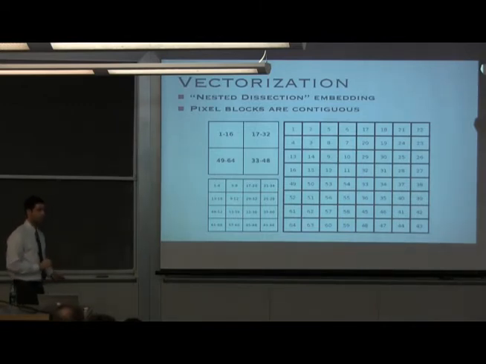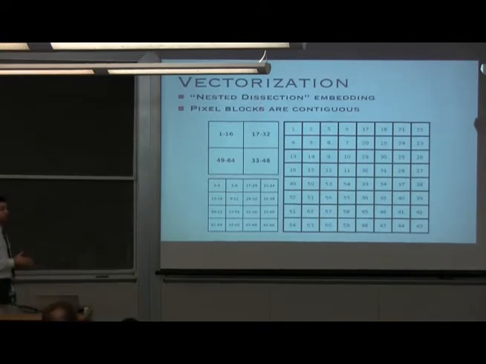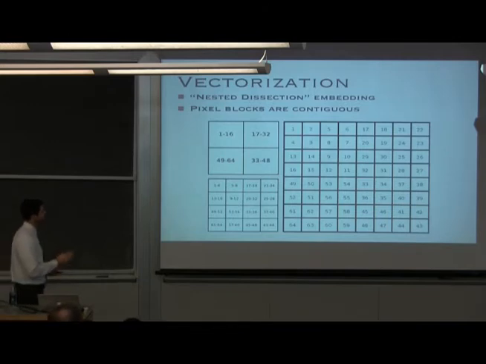But it turns out that if you want to have low-resolution previews available, we need to do something a little bit more clever than that. And we use what's called the nested dissection embedding. Nested dissection is a concept from numerical linear algebra that's used to solve linear systems. But we're using it for a different purpose here. And the way it works is you take a block of pixels in the image.